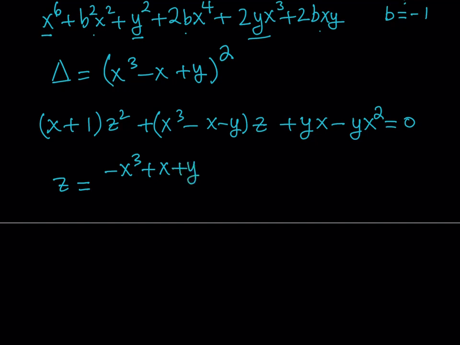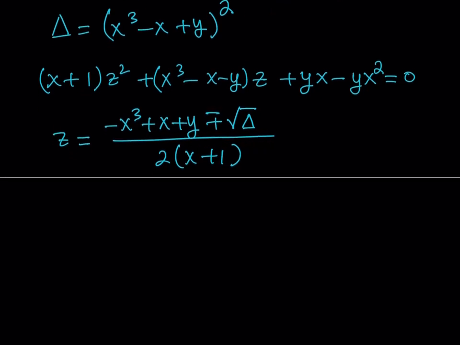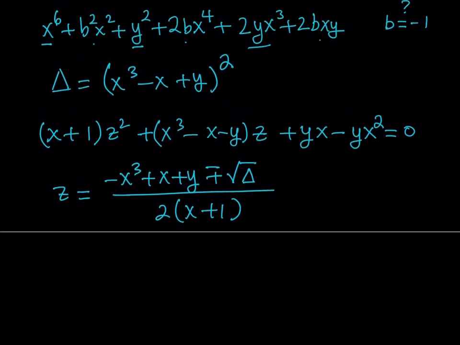Negative b plus minus, of course, we have to get two solutions from here, the square root of b squared minus 4ac. Oh, by the way, I forgot this is the square root of delta. Okay, cool. Divided by 2 times a, which is 2x plus 2. I don't know if I should write the 2 outside, but anyways, doesn't matter. Big deal. All right, cool. So since I have the delta given in a nice way, I can just go ahead and plug this in, right? So that's my delta.